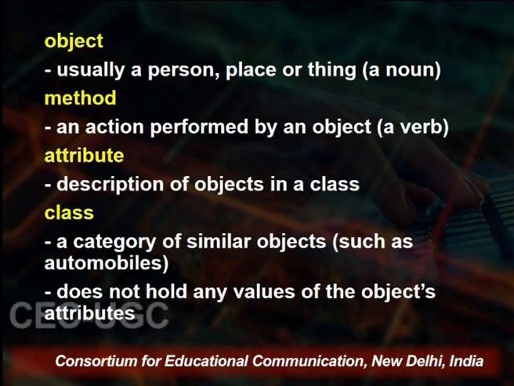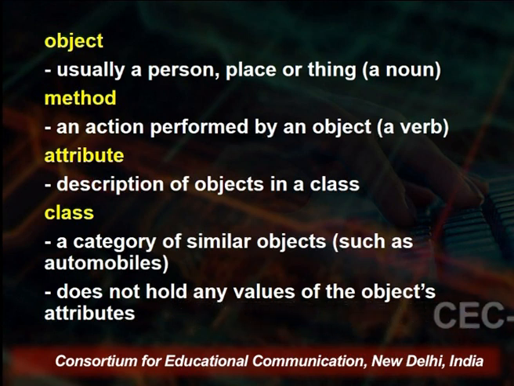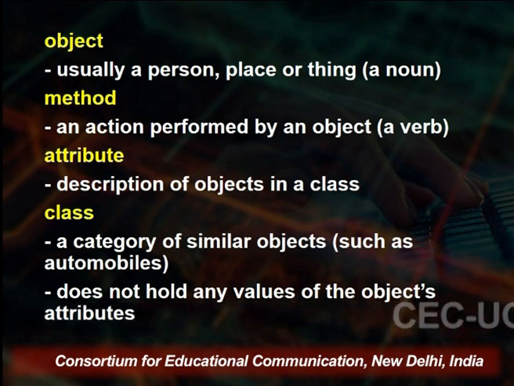So when we talk about an object, basically any real world entity which can be modeled is an object, and whenever we need an action to be performed by an object, that is going to be coded into a method. Now, objects can be modeled with the help of attributes, and a category of similar objects such as automobiles can be described as a class, but the class does not hold any value of the object's attributes.